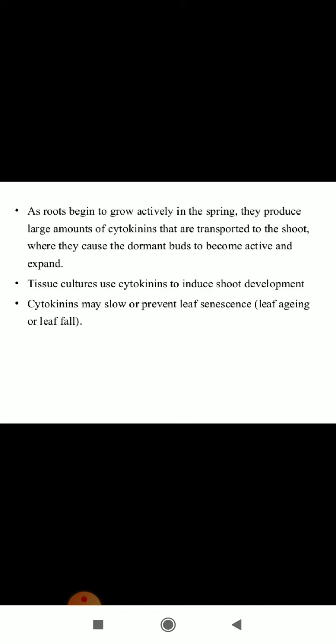In my next lecture I'll talk about ethylene and abscisic acid, and you will find that ethylene and abscisic acid are used for the promotion of leaf senescence or abscission, or leaf aging or leaf fall. You can say they are all the same term: leaf senescence, leaf aging, or leaf fall. And when we apply cytokinins to a plant, leaf senescence or leaf fall may be prevented. Okay, so this is all about cytokinins.